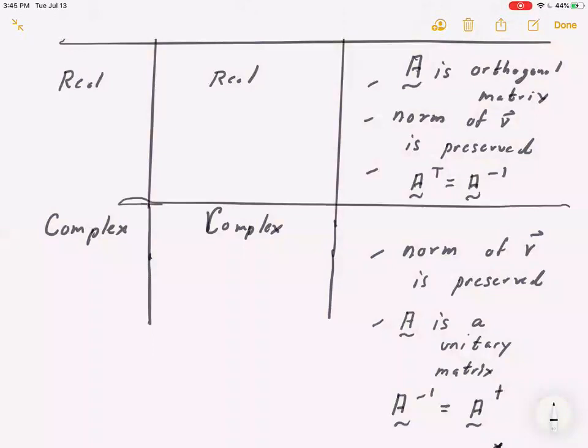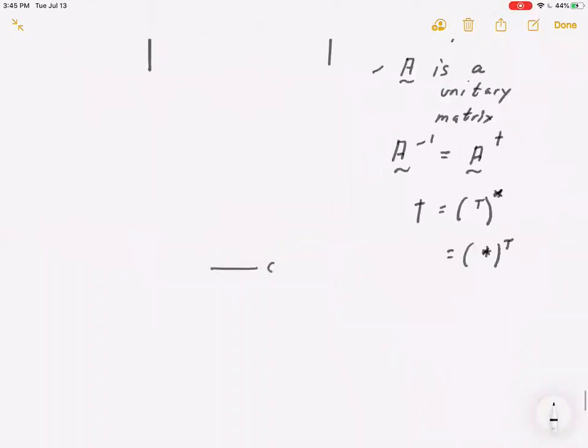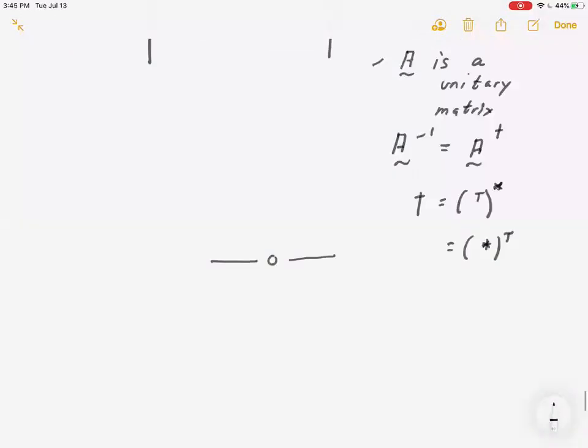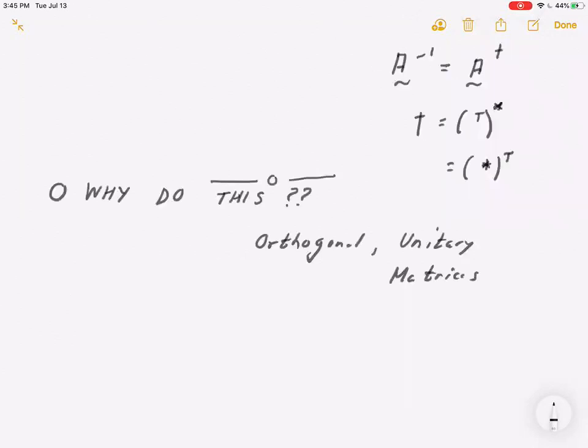So that these ideas will sink in, you'll have lots of examples of practicing this in problem set 9. But let me end with the following question. Why do all of this? What's so important about orthogonal and unitary matrices? Why are they useful in linear algebra? So that's the question. Here's the answer.